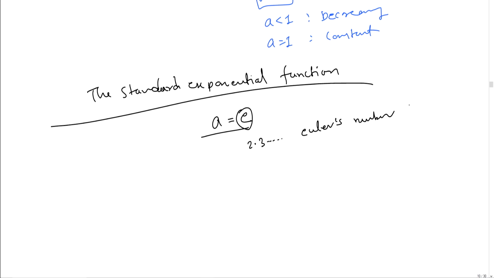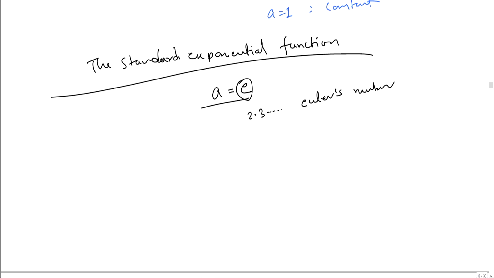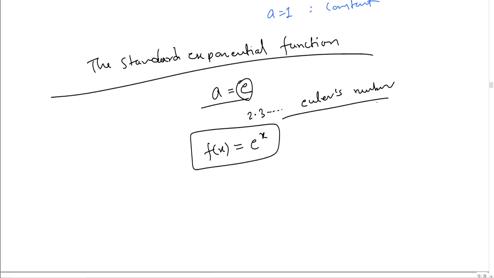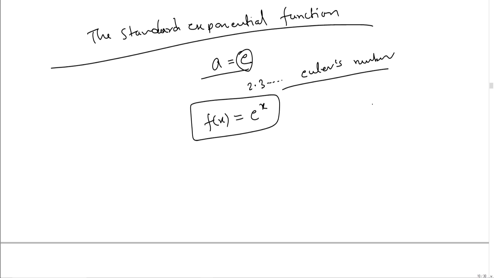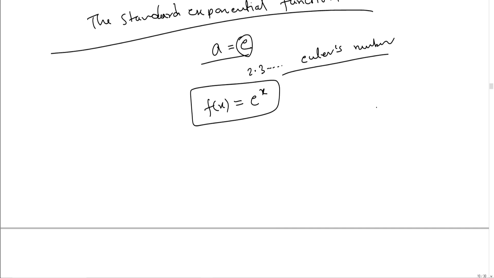Okay. So, this is the standard exponential function, f of x equals e to the power x. The base is e, which is somewhere around 2.3 or something, right? But why do we need such an arbitrary number? By the way, this is an irrational number. Why do we need such an arbitrary irrational number as the base? Why not 2 to the power x? Because this graph has very interesting properties.